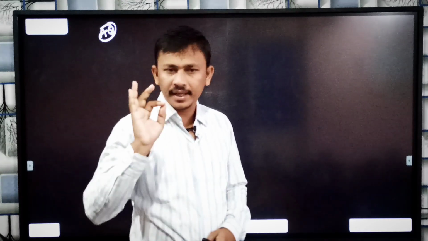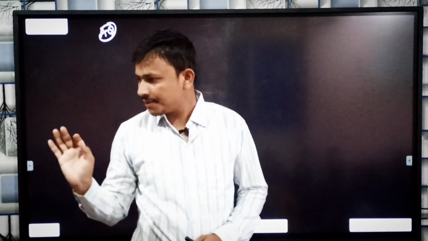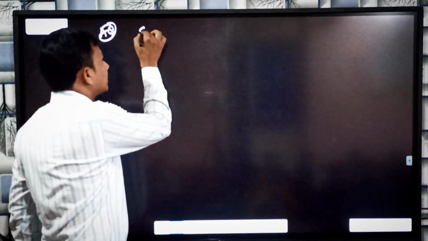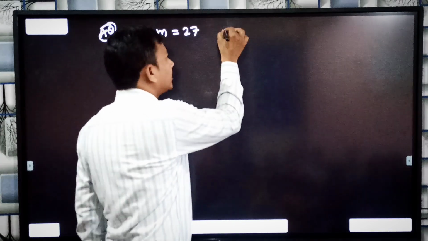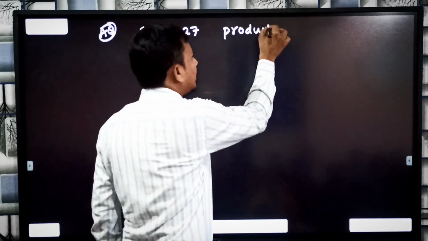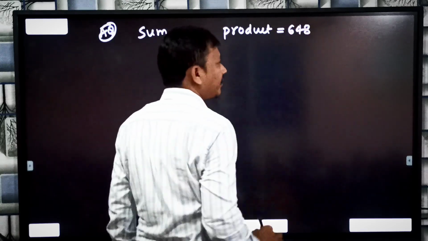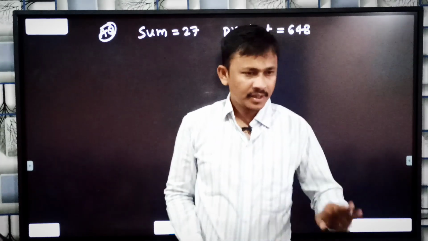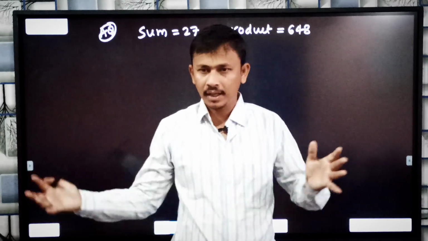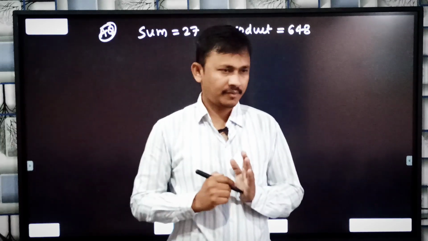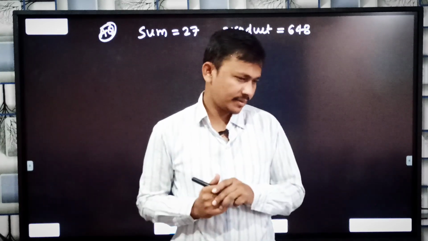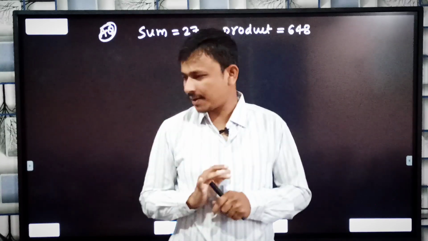Understood? Next applied question. The sum of 3 terms which are in AP is how much? 27. And their product is 648. What we need to find out? The 3 terms. The sum of the 3 terms is how much? 27. Multiply them, we get 648. What we need to find out? Those 3 terms. Correct?